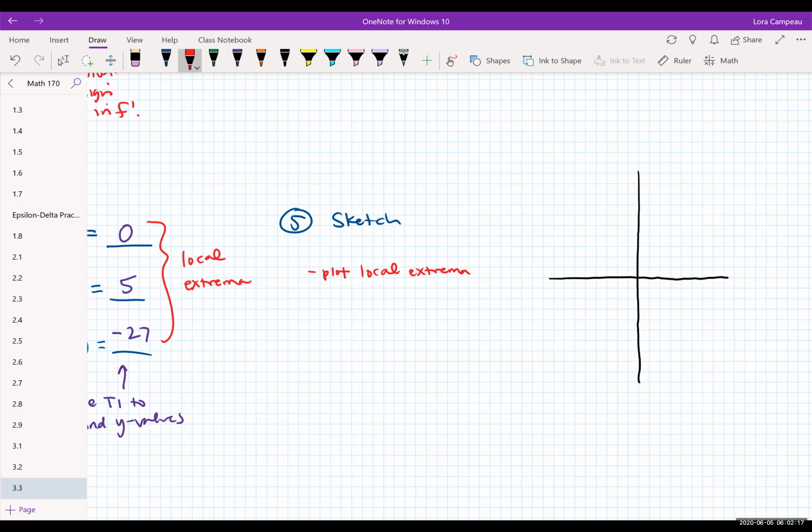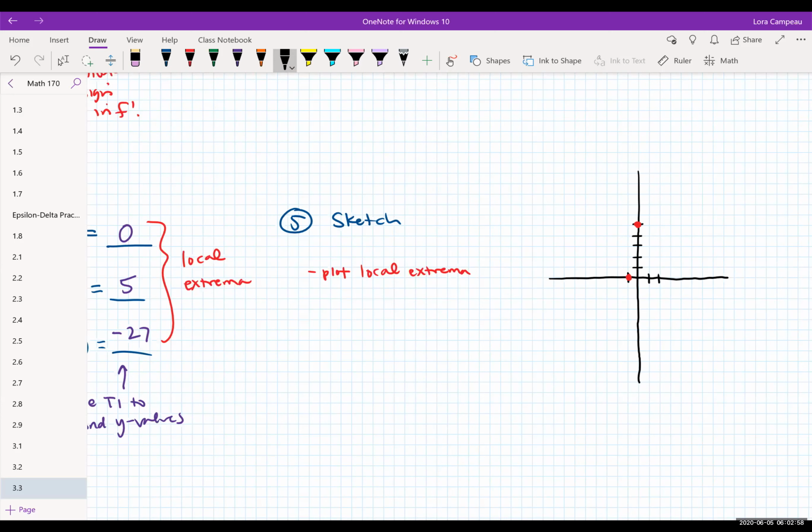So if I'm looking at things, I want to say, okay, the local extrema, f of -1 equals 0, so I'll mark it. So at -1, we have 0. And then I'm saying what's happening at f of 0, we should have a 5. 1, 2, 3, 4, 5. And at f of 2, we have a negative 27.